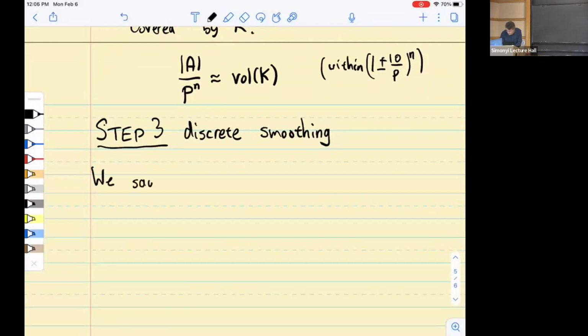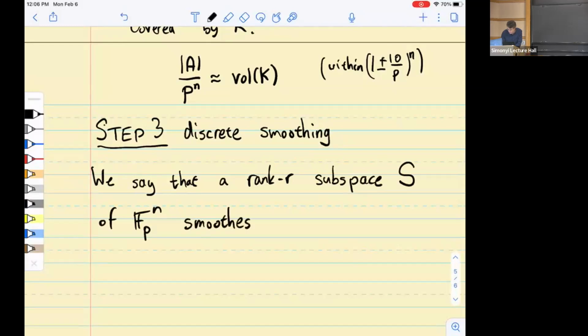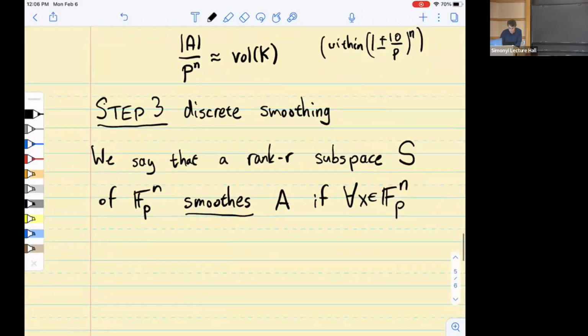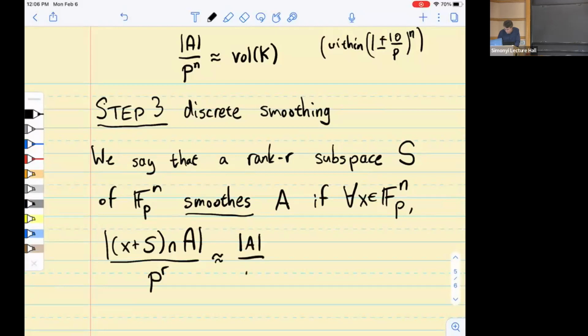So we say that a rank r subspace S, so I take some subspace of F_p^n, we say that it's smooth on A if for all x in F_p^n, the size of (x + S) intersect A, I'm going to demonstrate this in a minute, divided by p^r, so the fraction of points in this coset of S that touch my discrete set A, that fraction should be very close to its average, which happens to be |A| over p^n.